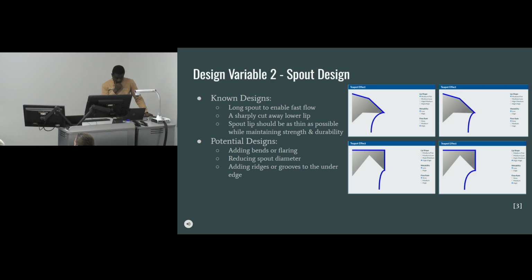Some potential designs that have not been proven include adding bends or flaring to the spout, reducing the spout diameter, or adding ridges or grooves to the underedge. From a fluid mechanics viewpoint, some of these suggestions could prove advantageous, however many of them could interrupt the establishment of smooth flow at the end of the spout, which could lead to turbulence.